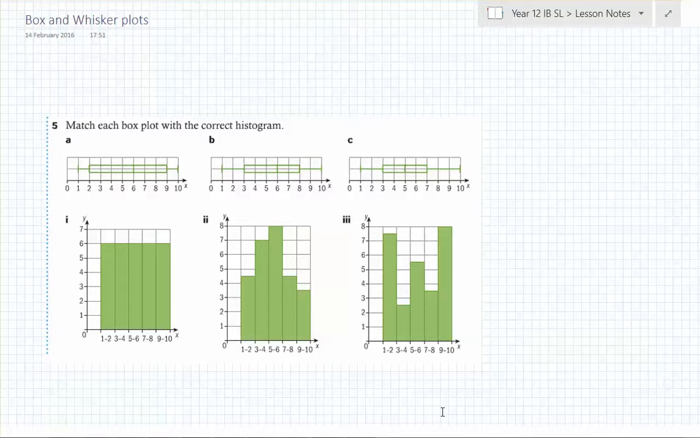Okay, homework. Box and whisker plots. So, the question I asked you was to match those. Now, obviously, you can just go from the back of the book and find the answers. So, let's discuss why you think each one is what it is.